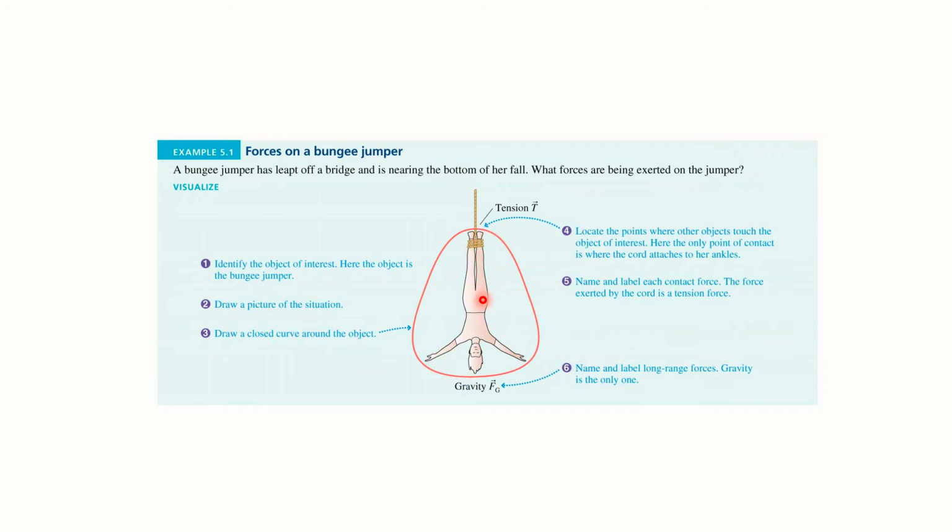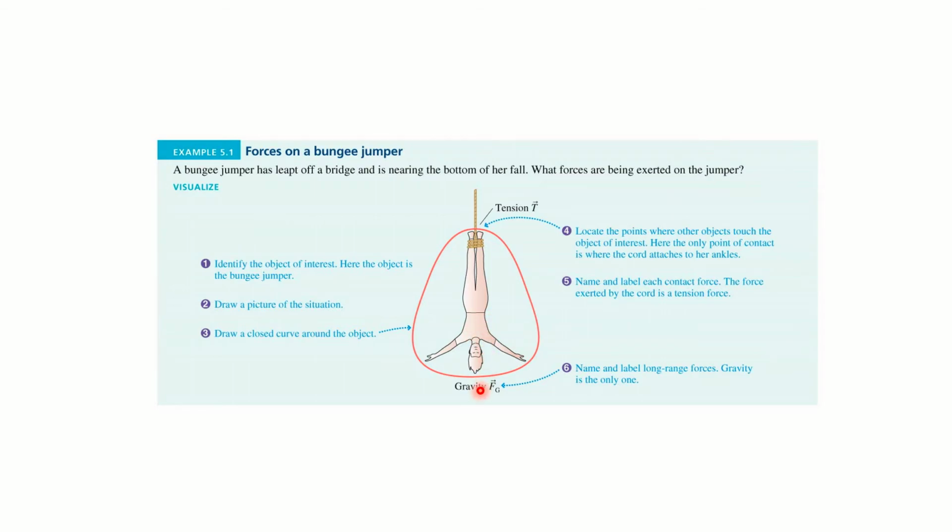So we've identified our object, the jumper. We've drawn our picture. Next, we would circle that object. Now we say, all right, what in our picture breaks through that circle? And we can see the only thing that crosses that circle is this rope. So the only thing that can be exerting a contact force is that rope. We know the force exerted by ropes would be tension. So we've identified a tension force that we have to be concerned with in this problem. Nothing else is breaking through that circle. So there's no other contact forces we need to worry about when we're describing this bungee jumper.